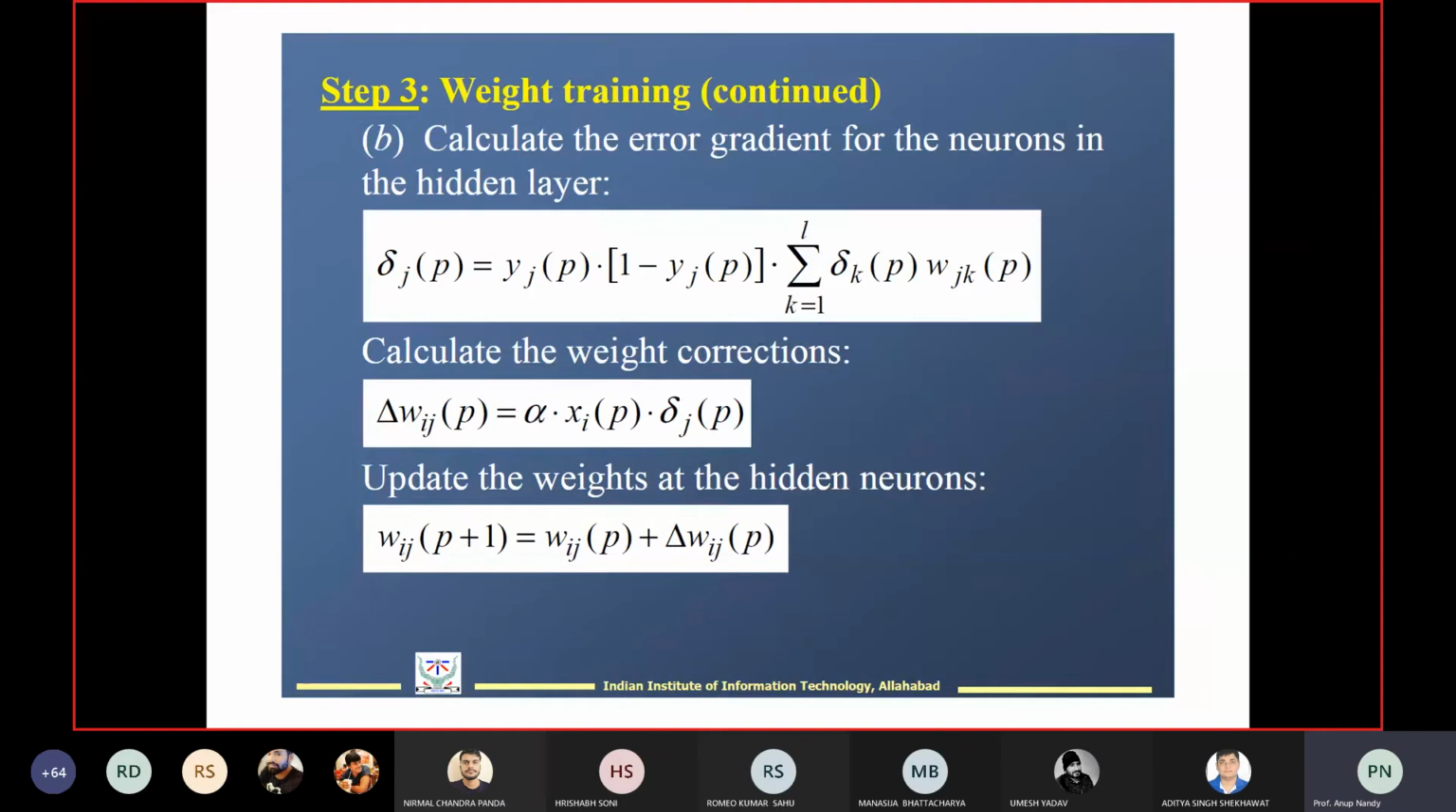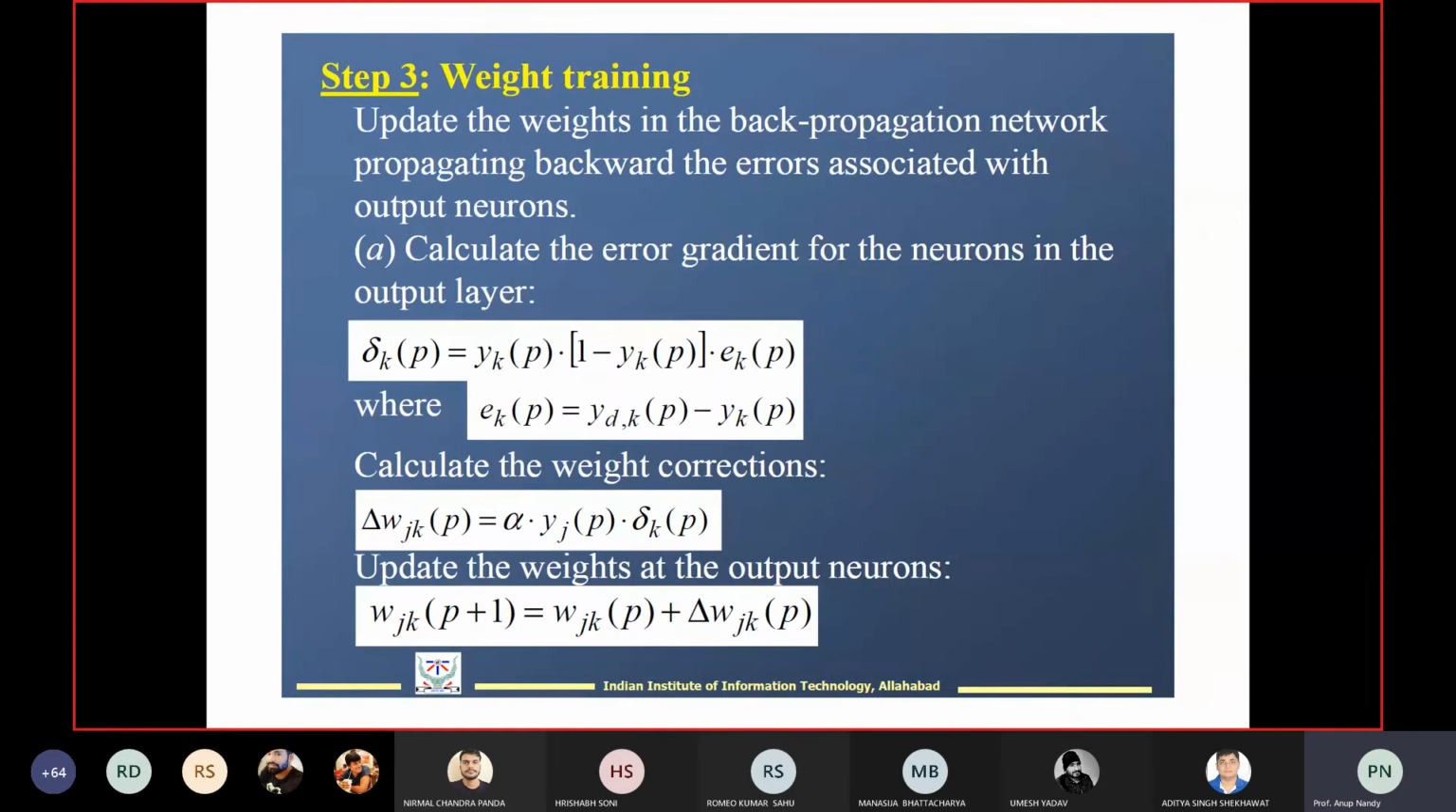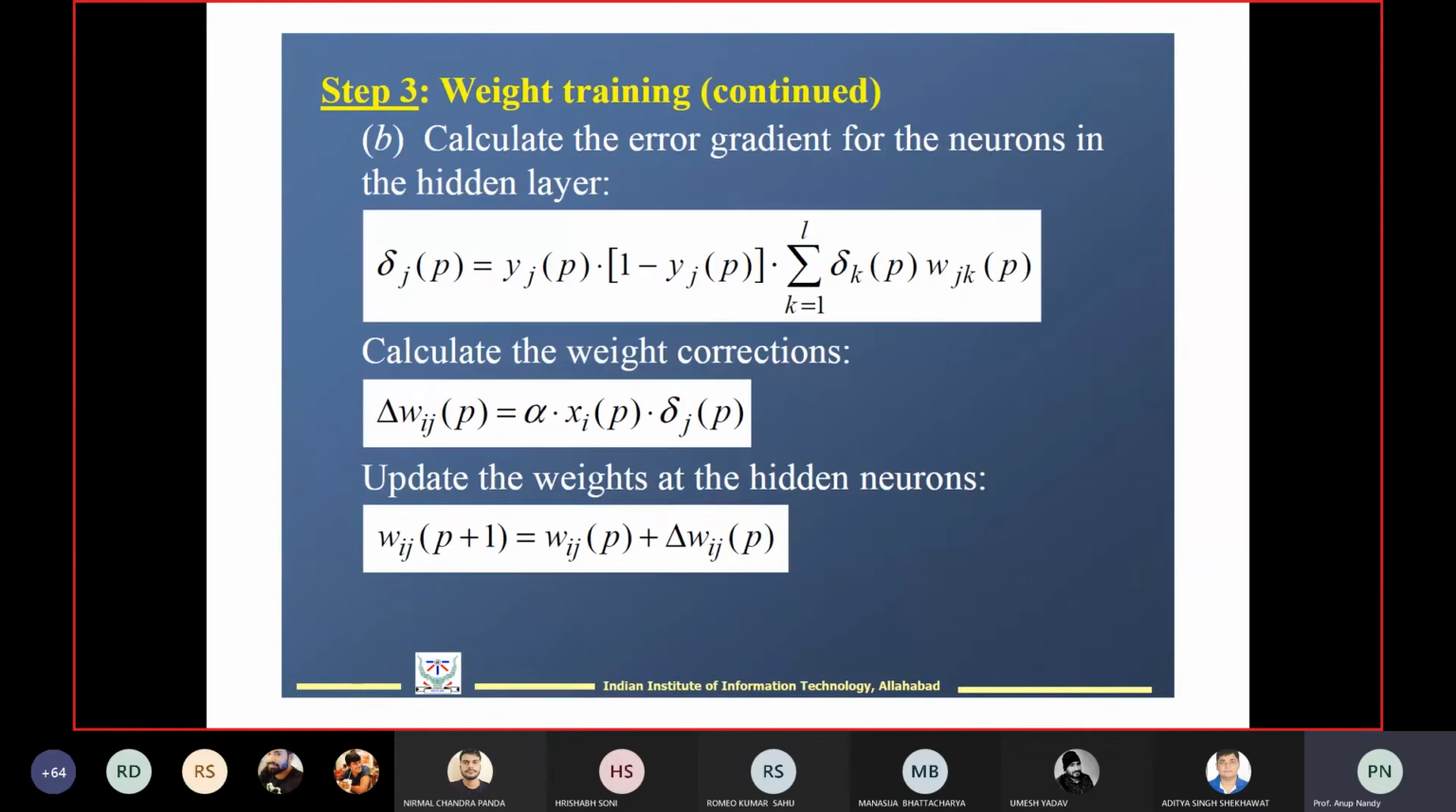Now similarly, as you can see, two outputs are generated by the network: one from the hidden layer, another from the output layer. When you are propagating back, you also need to calculate the error gradient for the neurons in the output layer as well as the hidden layer. So here you have to calculate the error gradient for the neurons in the hidden layer also.